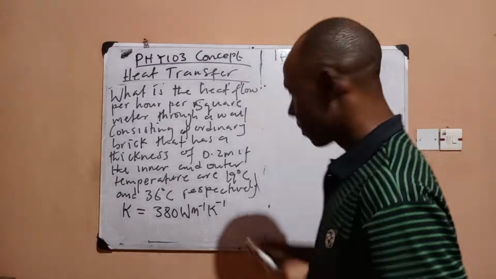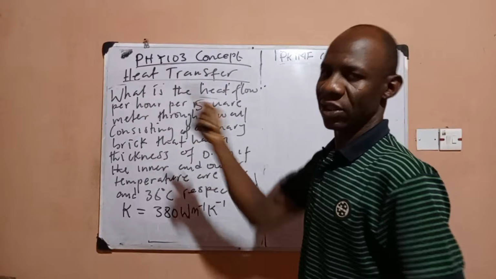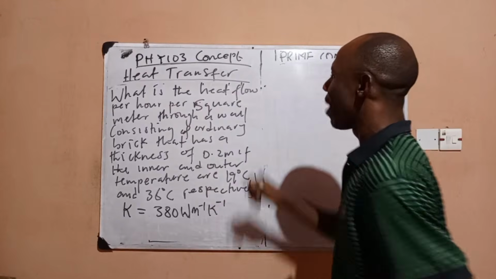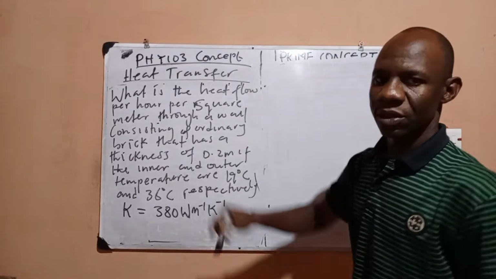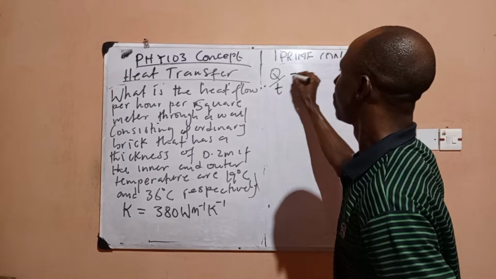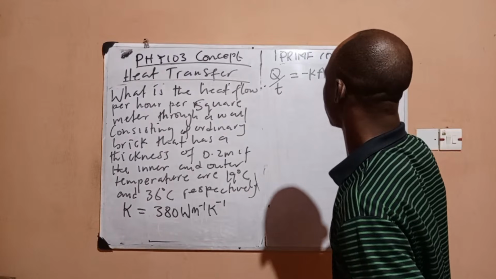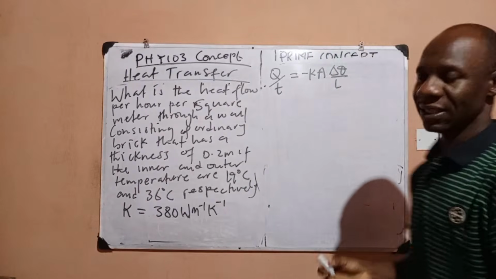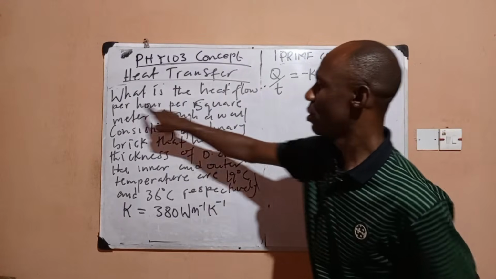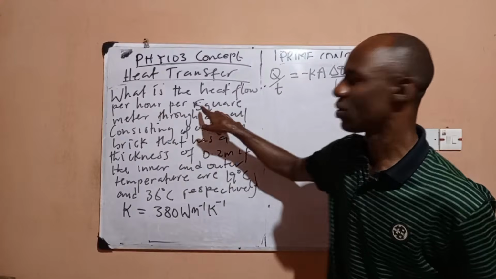So you have, it said, what is the heat flow per hour, not per second? So take note of that. What is the heat flow per hour per square meter? So see the formula for heat flow. The formula for heat flow is Q over T, which is minus K area times change in temperature over what? The length or the thickness of that part. Now, they want us to find heat flow per hour, which is Q over T, but they also included per square meter, that is to say per surface.